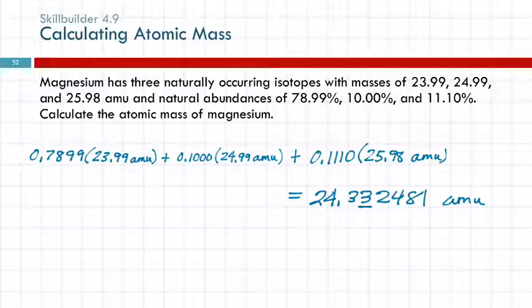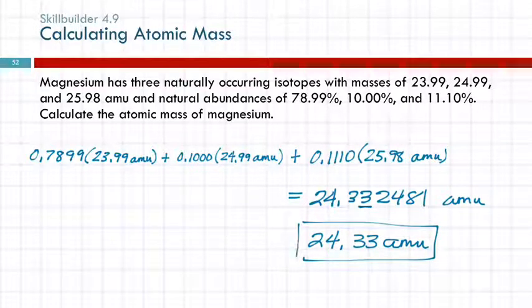You could also go through and do all the rules for sig figs and come up with the result. I don't think that's worth our time for these problems. The focus on this problem is, can you do the average? Can you calculate the average? And then let's try to be close with the sig figs. So I think it would be good to call this 24.33 atomic mass units. Any questions?